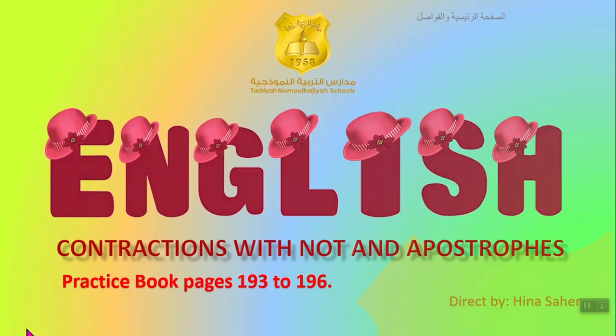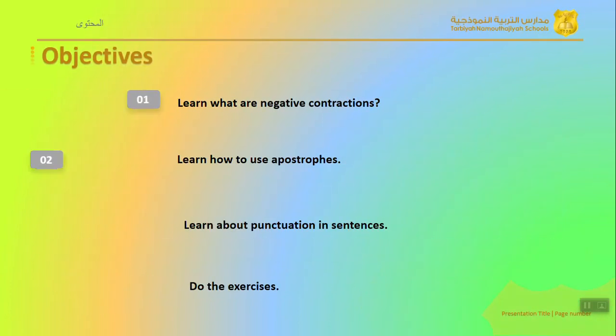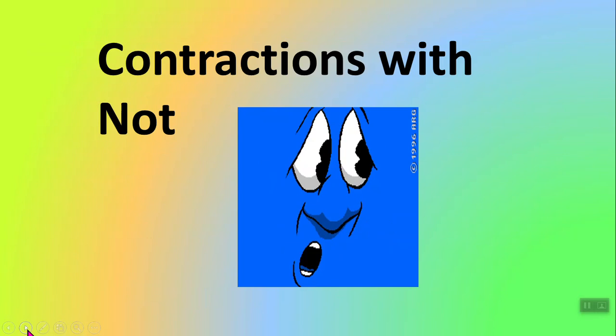First of all, what are our objectives for today? We are going to learn what negative contractions are. We are going to learn how to use apostrophes to show possession, and then we are going to learn how to punctuate sentences, and we will do the exercises.